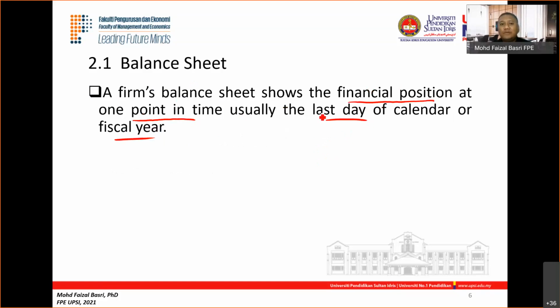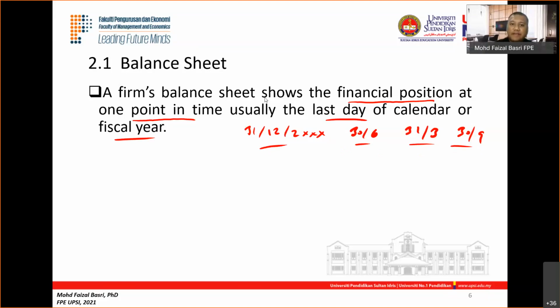Just to let you know, when we say the last day of the calendar year, it doesn't necessarily mean the 31st of December. Most companies may end their financial year at 31st of December, 2021, 22, whatever, but not necessarily all. The majority maybe, but some end their financial year at 30th of June, some at 31st of March, some at 30th of September. It doesn't matter which one, as long as the whole statement consists of one whole year period of data.